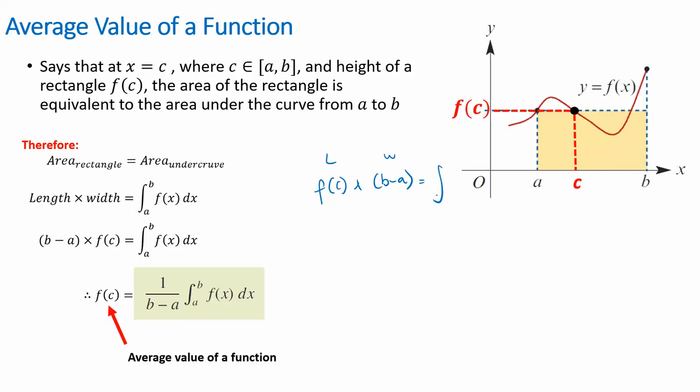We want it to be the same as the area of f of x dx between a to b. Okay? And if you just divide both sides by b minus a, f of c will equal to 1 over b minus a times the integral from a to b of f of x dx, because you're dividing both sides by b minus a.